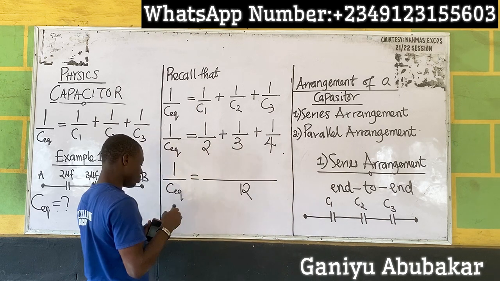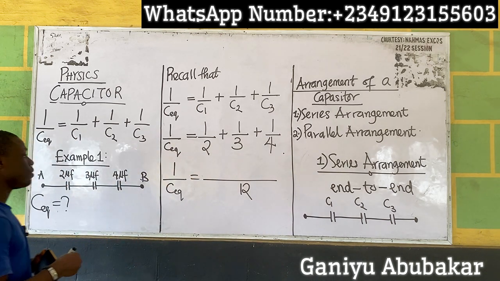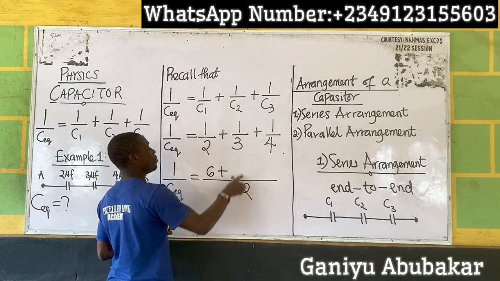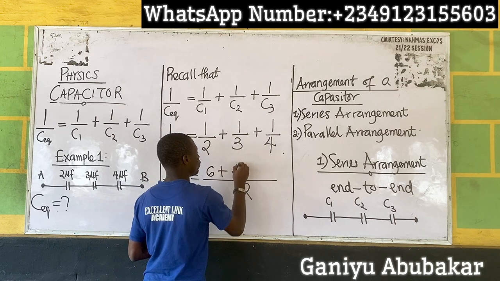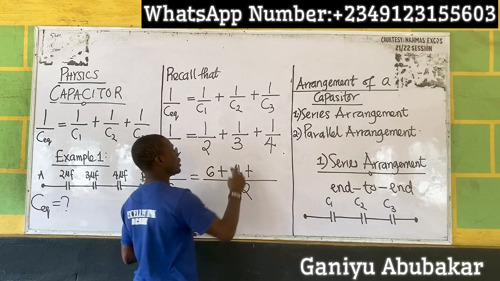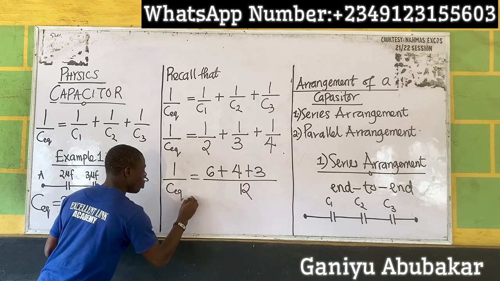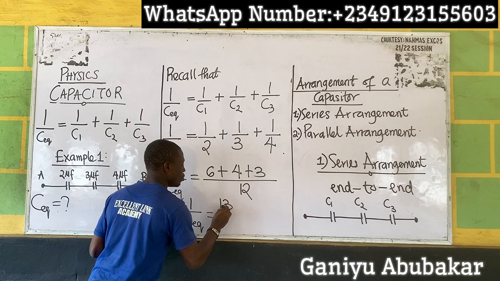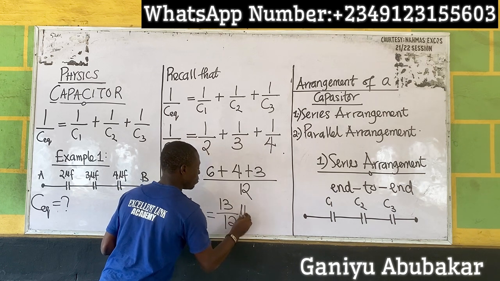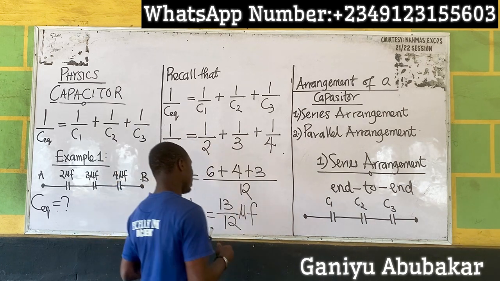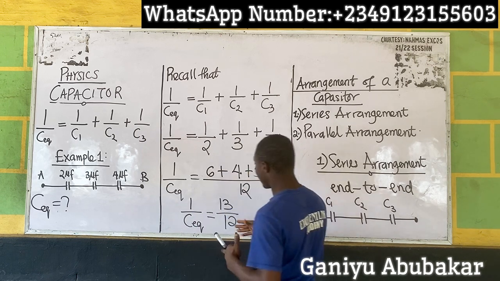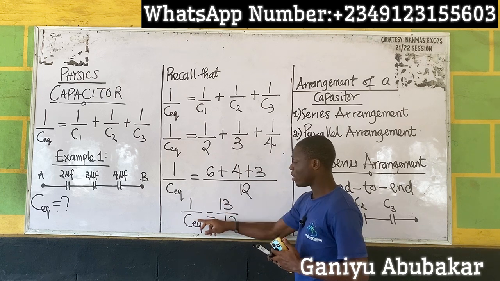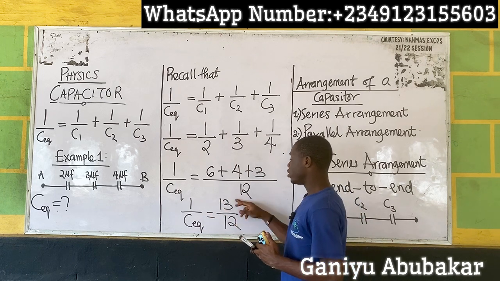12 in 2 gives you 6, right? 6 times 1 gives you 6, please. Plus 12 in 3 gives you 4. 4 times 1 gives you 4. Plus 12 in 4 gives you 3. 3 times 1 gives you 3. This gives 1 over CEQ is equal to 13 over 12 microfarad. Sorry, not my answer, but the expression I have here. So 1 over CEQ is equal to 13 over 12.